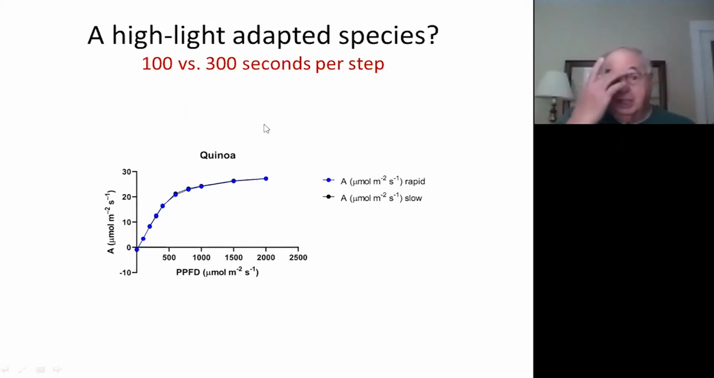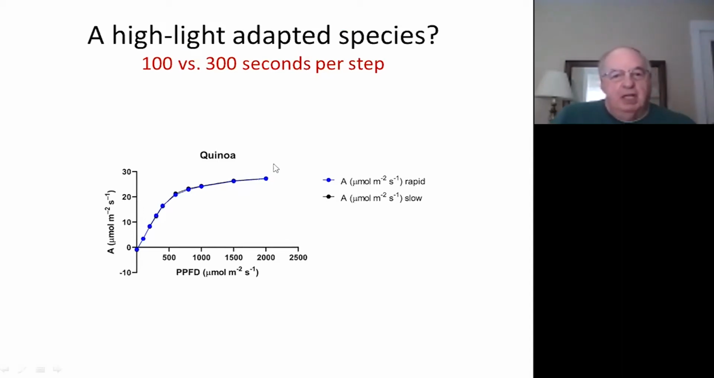And does this happen for a species that has a higher maximum rate? This happens to be quinoa. Again, both rates are plotted here, and it only looks like one data set, but that's because the black and blue dots are superimposed at each step in light. So for this species also, there's no distinguishable difference in the results you get when you do 100 seconds per step or 300 seconds per step.